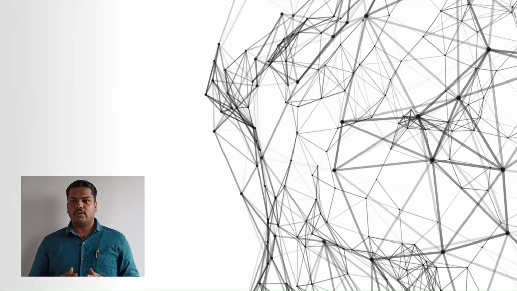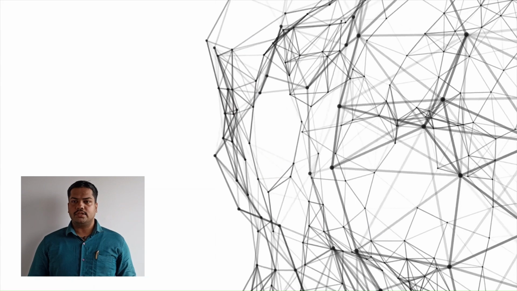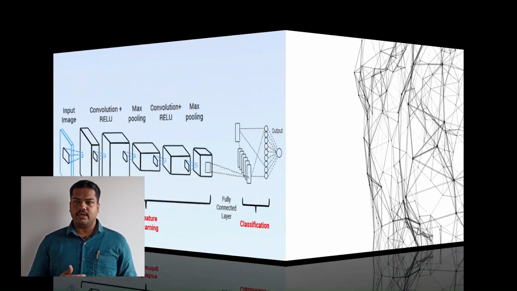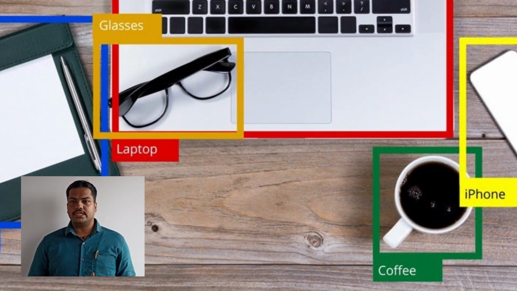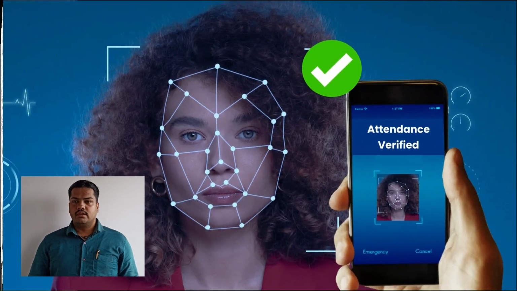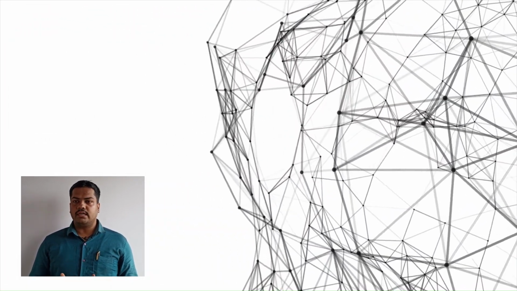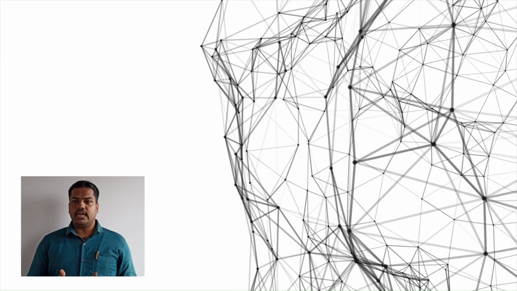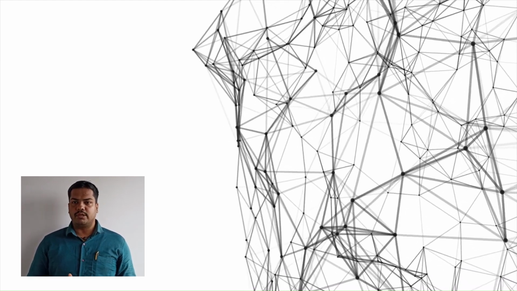Today we are going to discuss convolutional neural networks, also called CNNs, which are one of the most popular deep learning architectures used in computer vision tasks like image classification, object detection, and facial recognition. CNNs are designed to automatically and adaptively learn spatial hierarchies of features from input images.